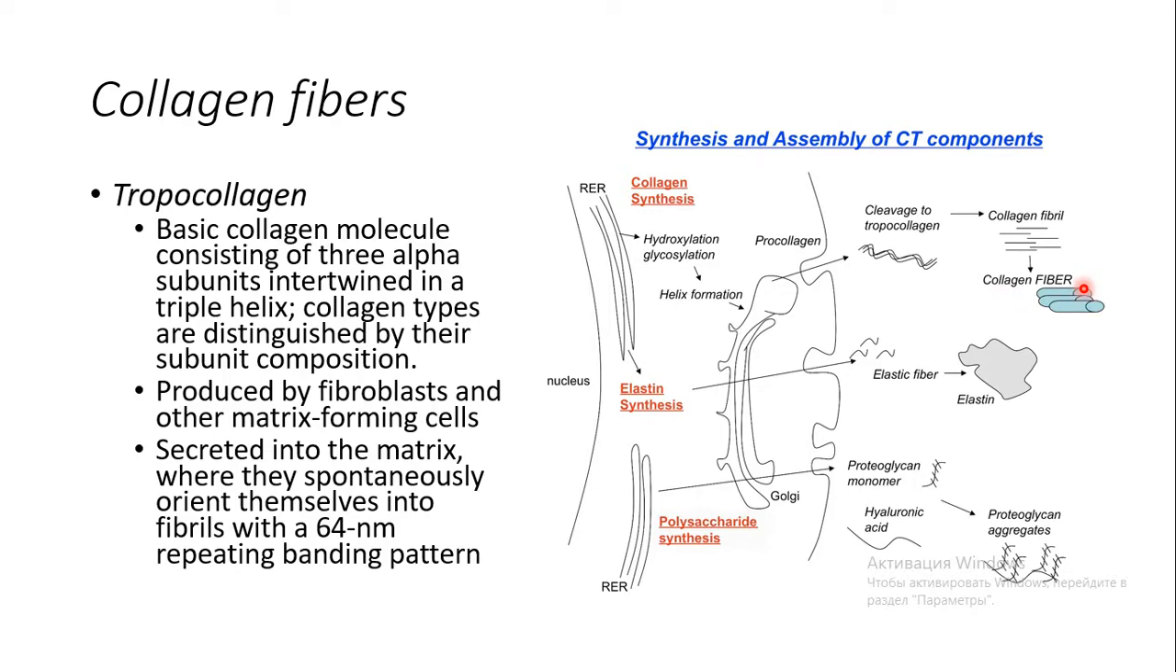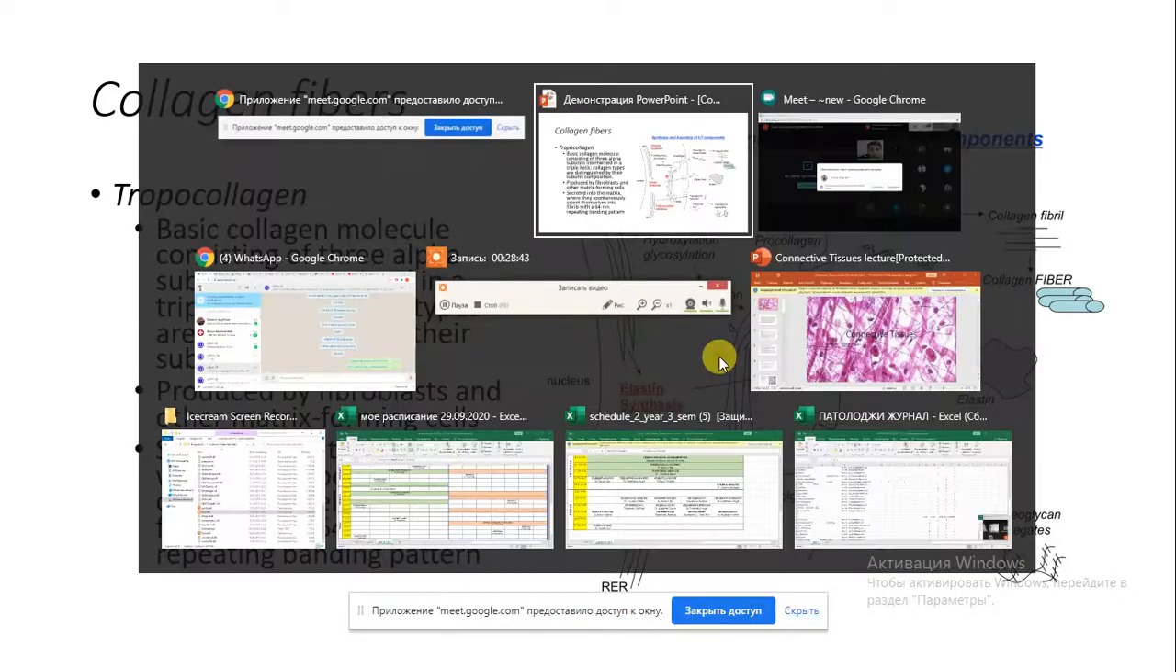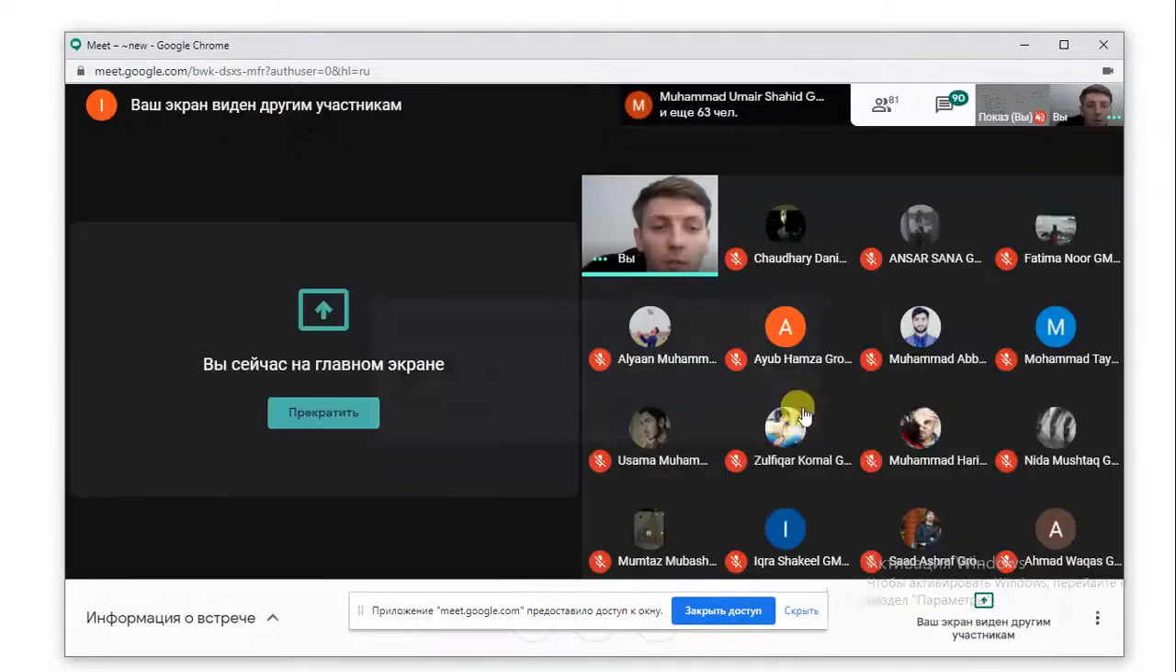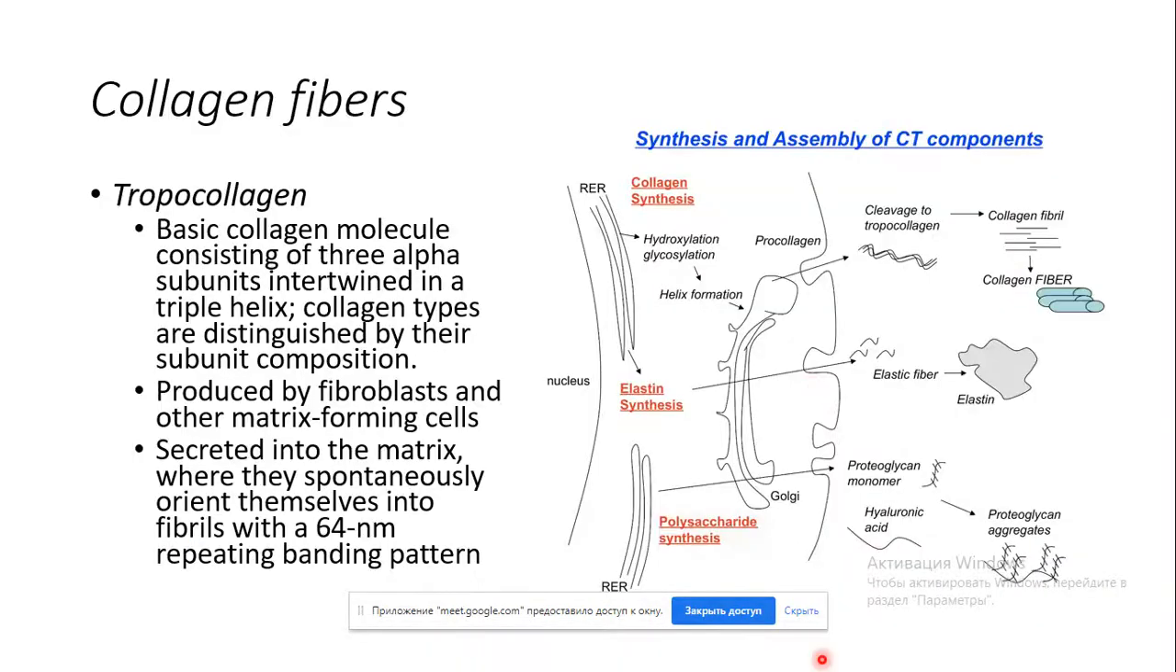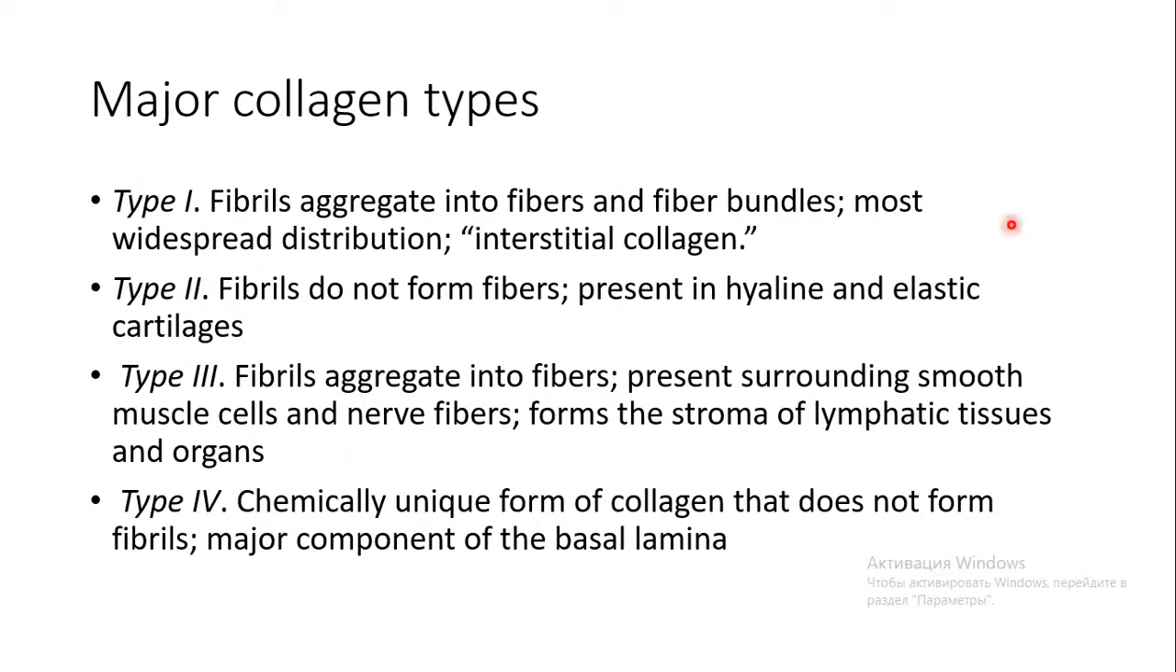Okay, that's the features of collagen. They are produced by fibroblasts, of course. They're produced by fibroblasts first. Okay, types of collagen. So that's more important.